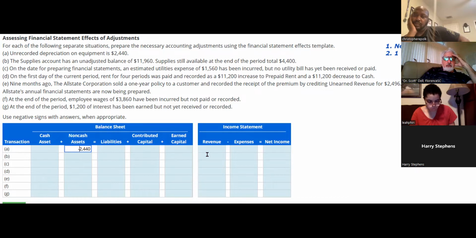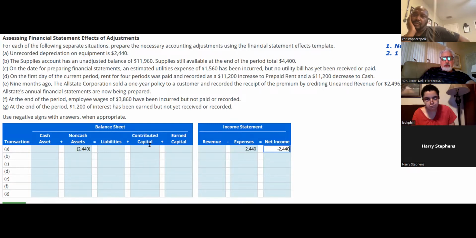What else is happening? Here are the rules: no cash, one balance sheet, one income statement. Where on the income statement is it showing, revenues or expenses? It would be expenses, depreciation expense. Good choice, but it would just be 2,440, not negative. Positive, because my net income would now be negative. And that means my contributed capital or earned capital is negative 2,440.